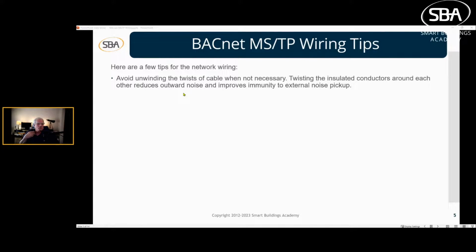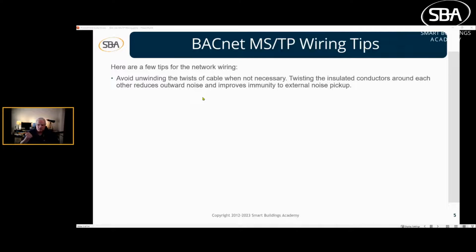So here's a few tips for wiring a BACnet MSTP network. Avoid unwinding the twist of cable when not necessary. Twisting the insulated conductors around each other reduces outward noise and improves immunity to external noise picked up. We talked about earlier to avoid electrical cables, to avoid vibration, to avoid crushing or overly bending. We don't want to do any of those. The nice thing about leaving the cable twisted as far up as you can, up to the termination point, means that the cable has less of a chance of picking up interference.